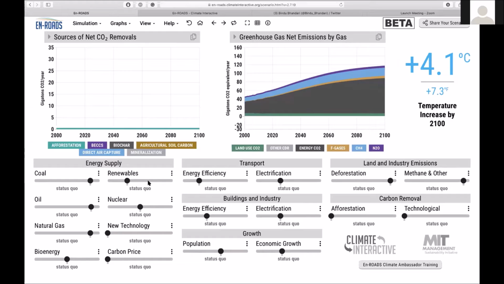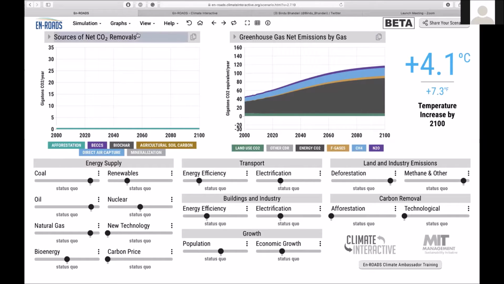Yeah, so here you can see the interface of the En-ROAD simulator. It's a freely available tool. You can check it out by yourself at enroads.org. On the left is a graph that shows sources of net carbon dioxide removal, and on the right, I have pulled greenhouse gas net emissions by gas. These are the two graphs I have chosen, but there are a lot of graphs you can change to view as you'd like.